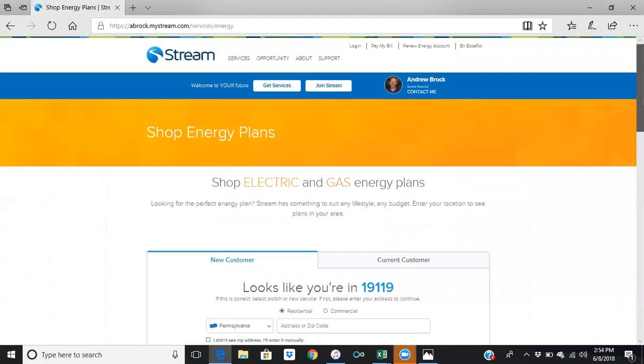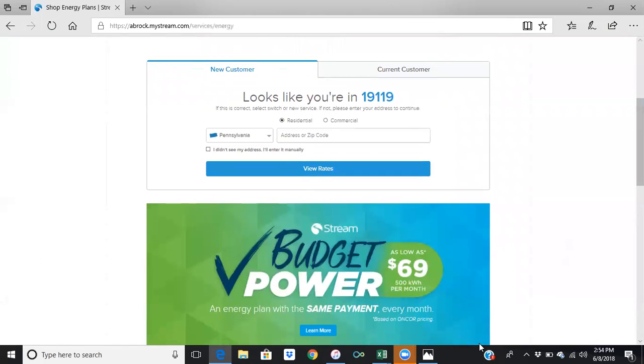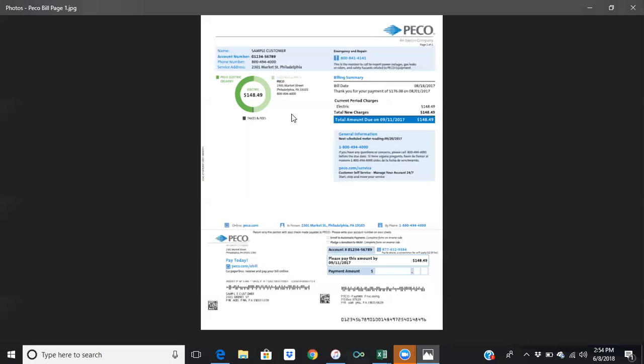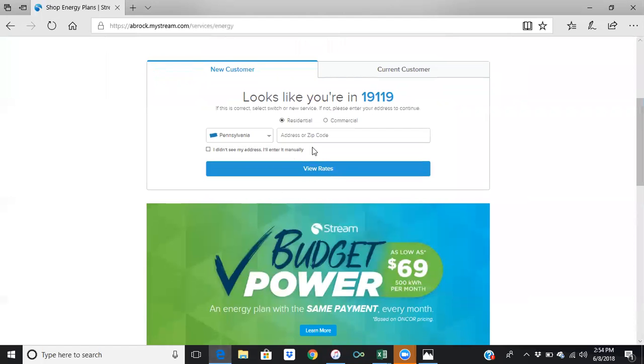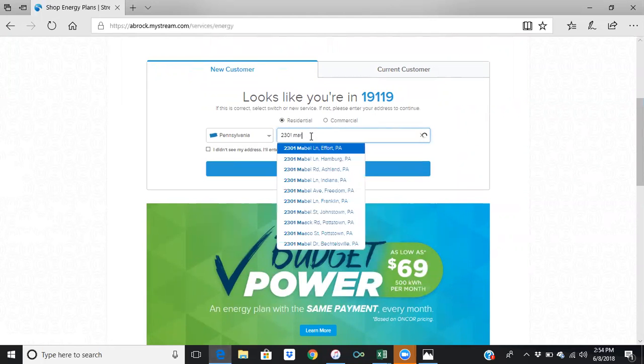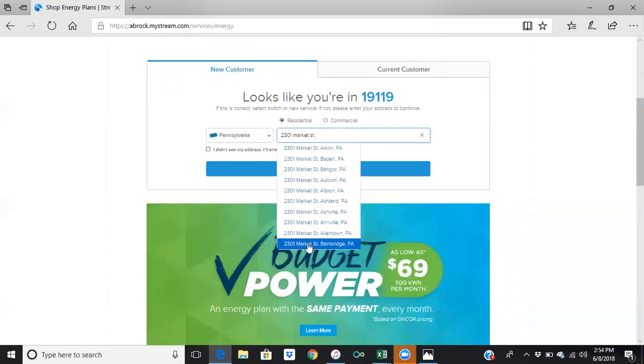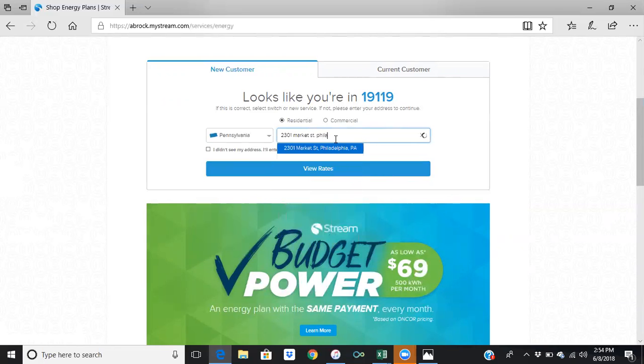The first thing that they're going to need is going to be the service address. You're going to look at the bill. You're going to see right here, service address, 2301 Market Street in Philadelphia. So that is what we are going to enter. As you enter that service address, you're going to see a whole bunch of other market streets in the state of Pennsylvania pop up. Obviously, we do not see Philadelphia here. But if you continue to add the city or town that they're in, it will come up.